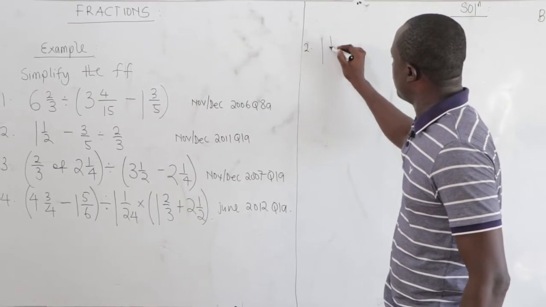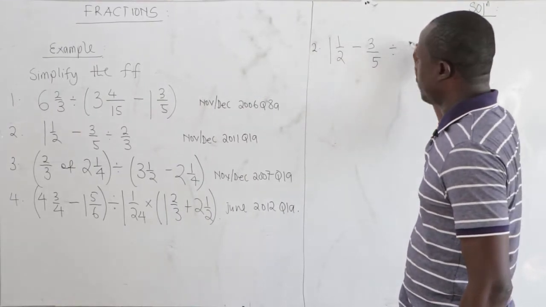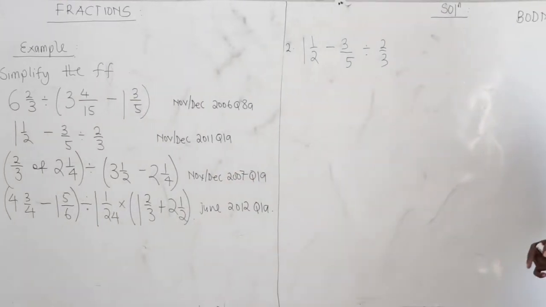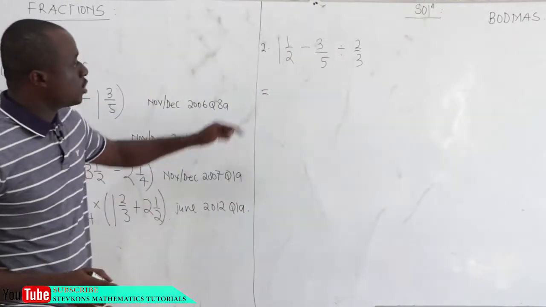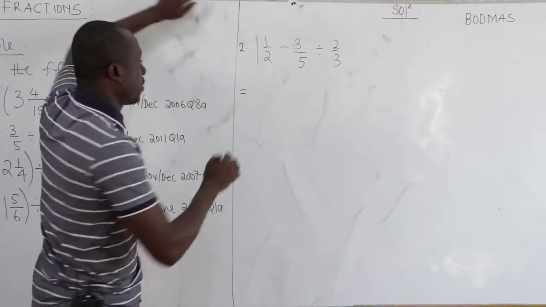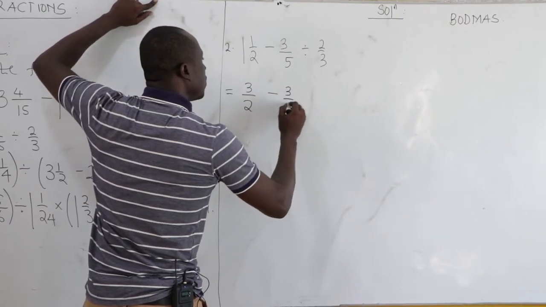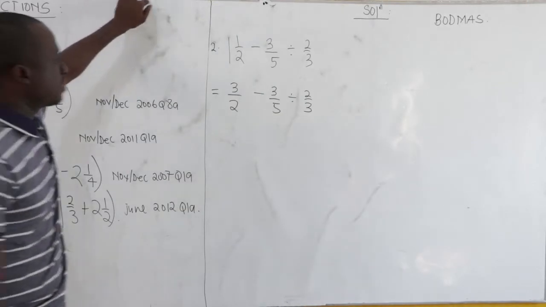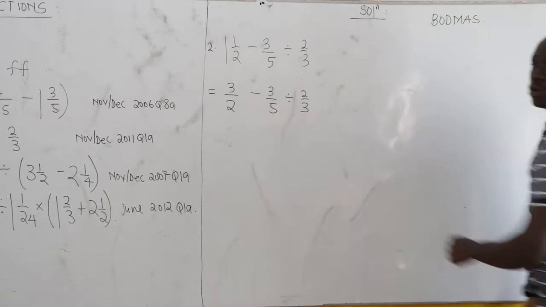That's 1 whole number 1 over 2 minus 3 over 5 divided by 2 over 3. This is November/December 2011, question number 1A. Now from here, the first thing is to change the mixed fraction to improper fraction. 2 times 1, that is 2 plus 1, 3. So you have 3 over 2 minus 3 over 5 divided by 2 over 3. Now the first thing, do I have division? Yes, I can see division. So division will now change to multiplication.